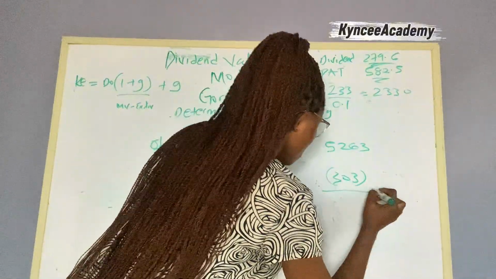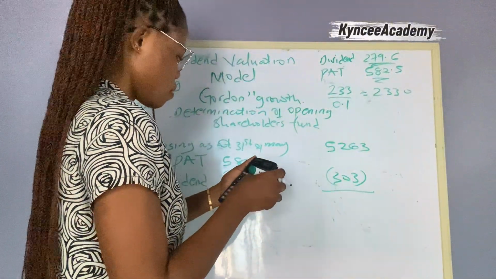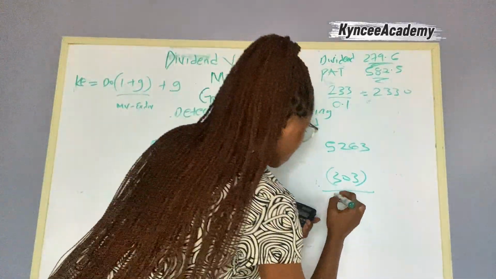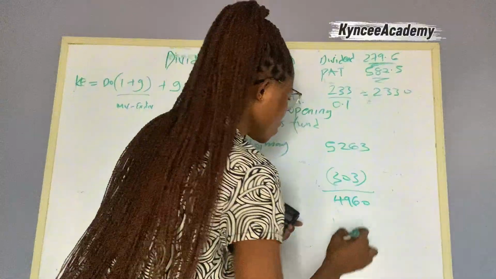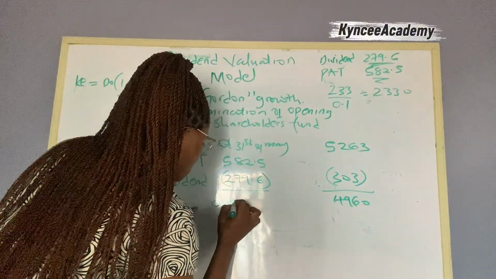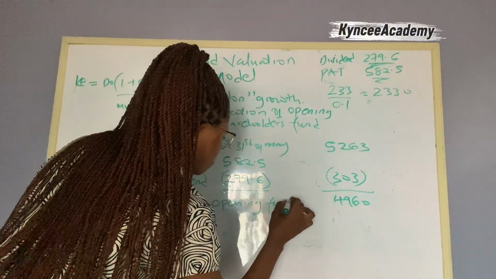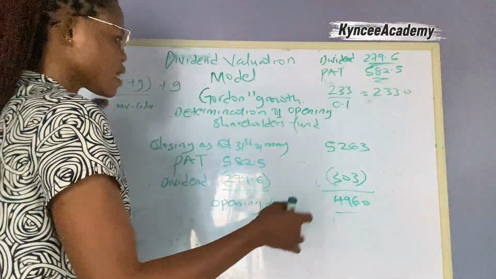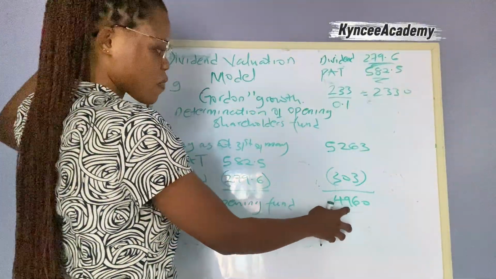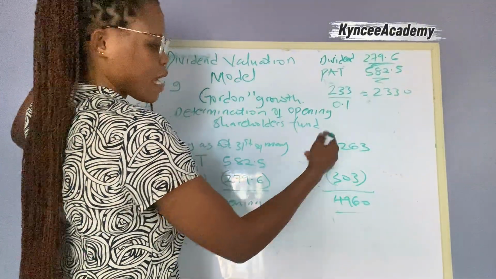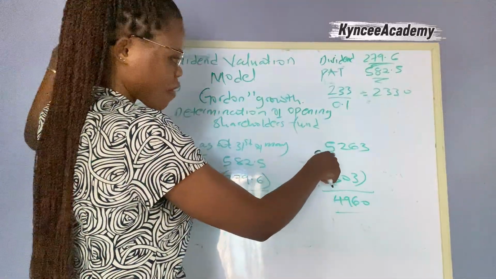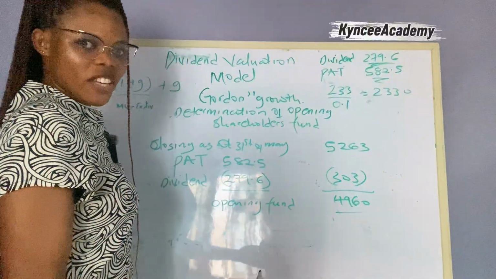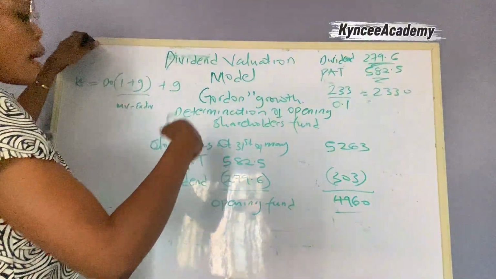We approximated all over. Then we now say 5263 minus 303. We have 4960. So this is our opening shareholders fund. You understand what I mean? So you can see that our opening shareholders fund is 4,960. Then closing is 5,263, which is normal. You understand? Because normally closing is supposed to be bigger than the opening. So which is very okay.